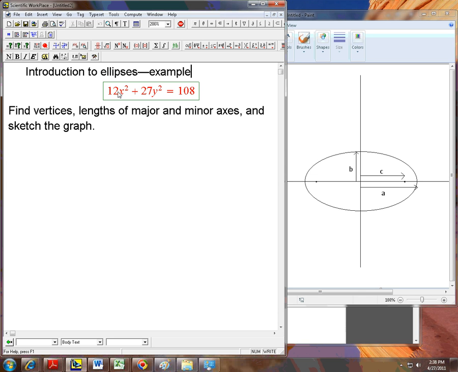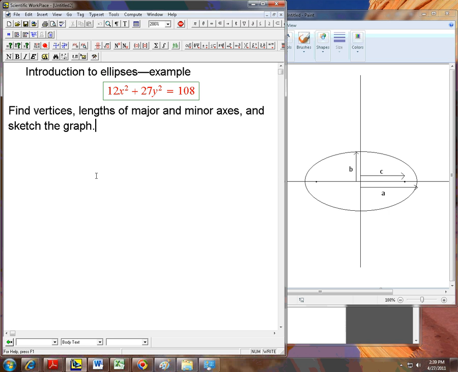Here's an example for our introduction to ellipses. We haven't got all the interesting things about ellipses yet, but we just got to the point where we started figuring out that an equation with x squared and y squared but with unequal coefficients is going to give us an ellipse. So here's an example that you might find in a book. I didn't get out of the book for once. 12x squared plus 27y squared equals 108. Find the vertices, the lengths of major and minor axes, and sketch the graph.